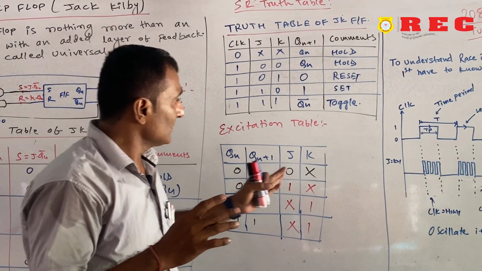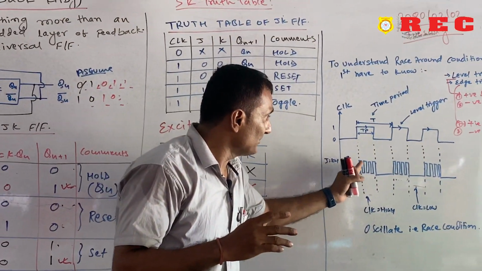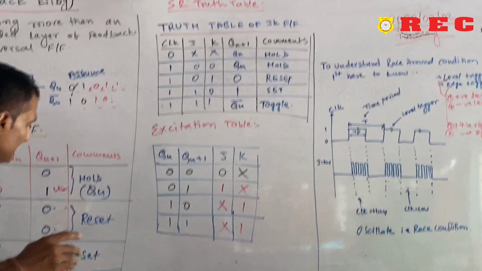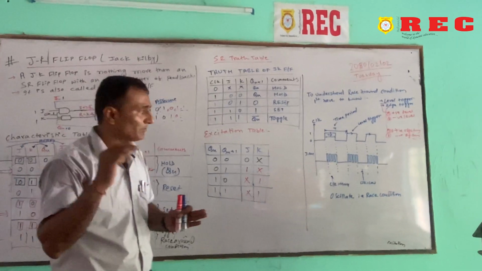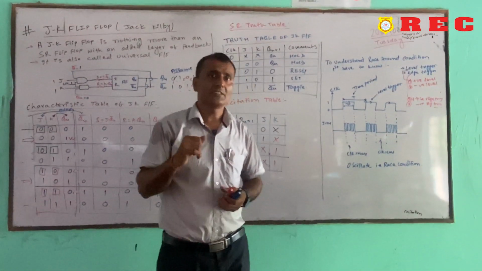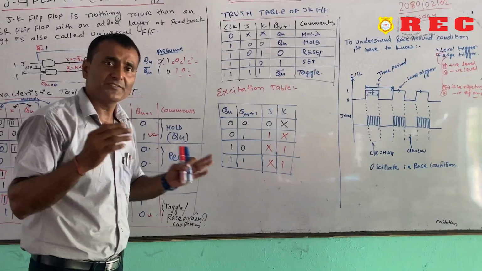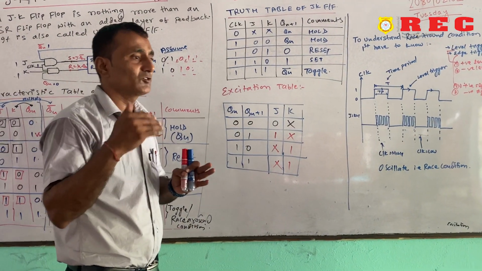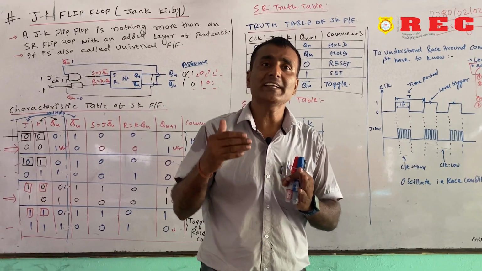First of all, the race around condition will be eliminated by the edge trigger. This problem is also solved very easily in the JK flip flop, but we are not solving it here because we are applying the level trigger.